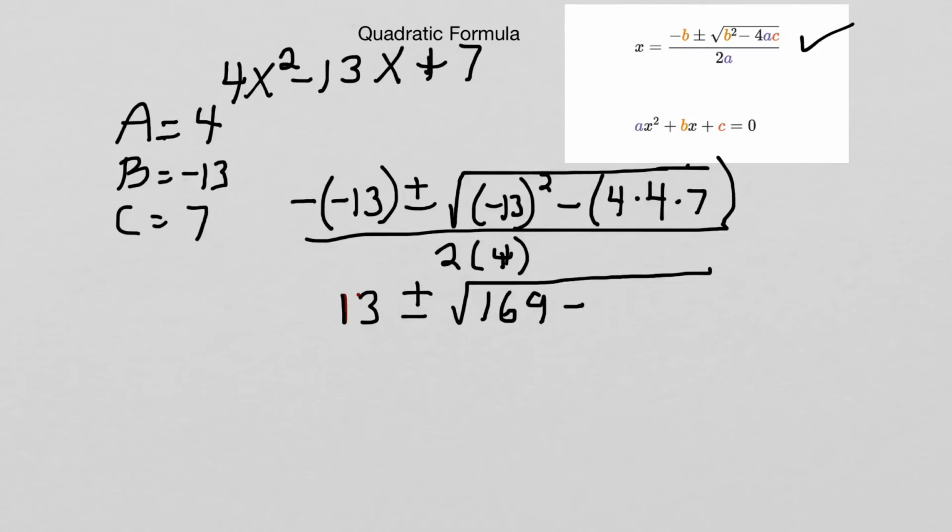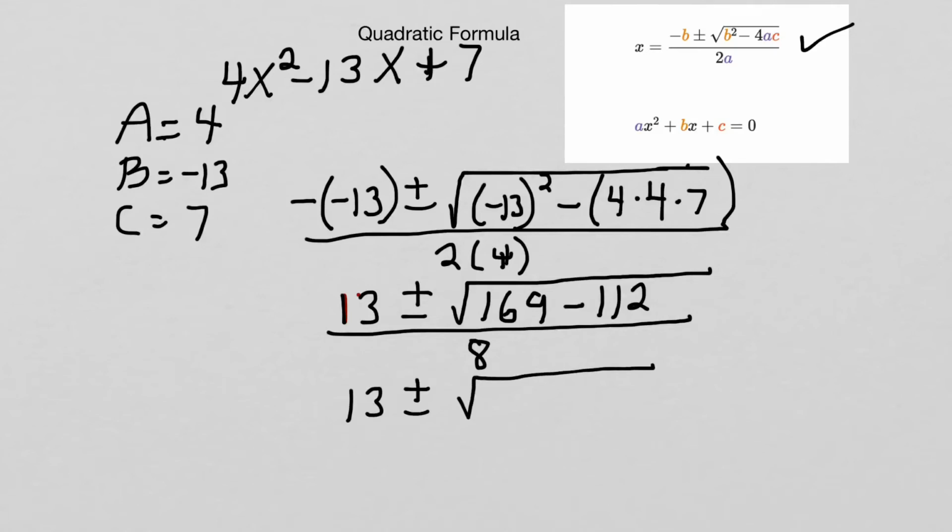Minus 4 times 7, which is going to give us 112. Put that in your calculator. All that over top of 2 times 4, which is 8. All right. Next thing we want to do is just subtract the 169 minus 112, and we end up with 13 plus or minus the square root of 57 over top of 8.